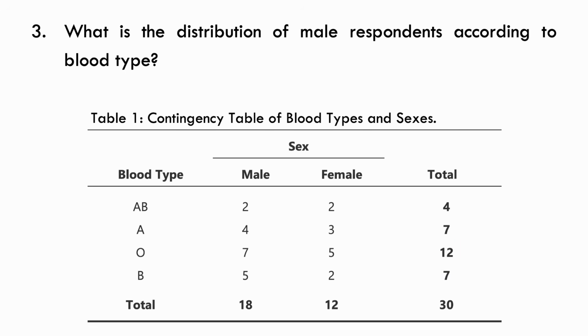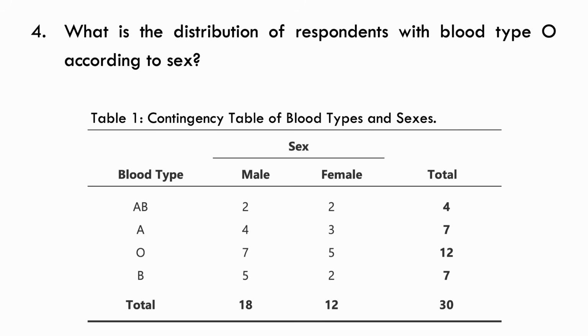Now, let's move on to questions that require us to focus on a particular row or column. What is the distribution of male respondents according to blood type? Let's look carefully at the wording. The question asks about male respondents, so we will focus on the male column. Then, we look at the frequencies for each blood type. Therefore, the distribution of male respondents according to blood type is 2 with blood type AB, 4 with blood type A, 7 with blood type O, and 5 with blood type B. If we add these frequencies together, we get 18, which matches the total number of male respondents.